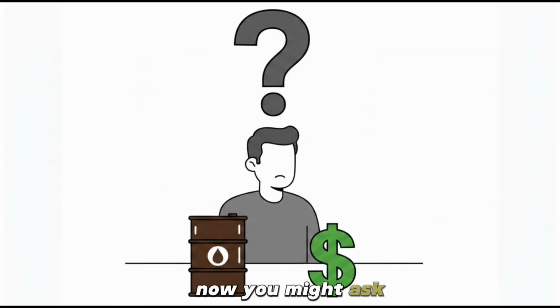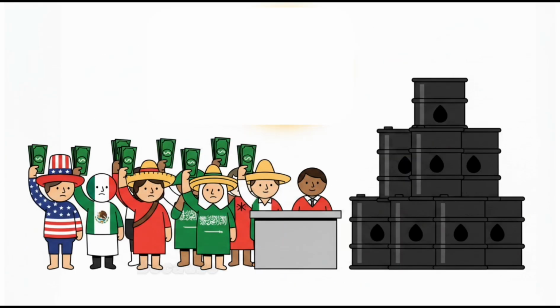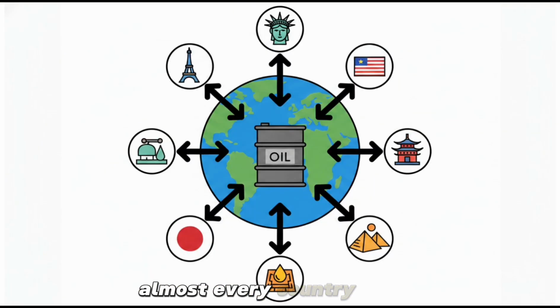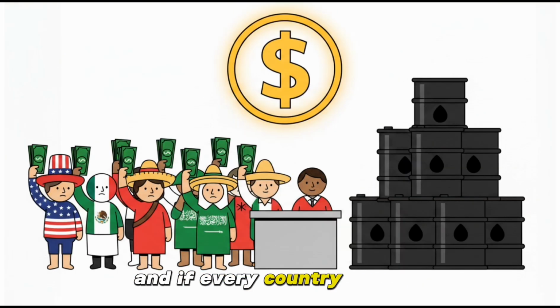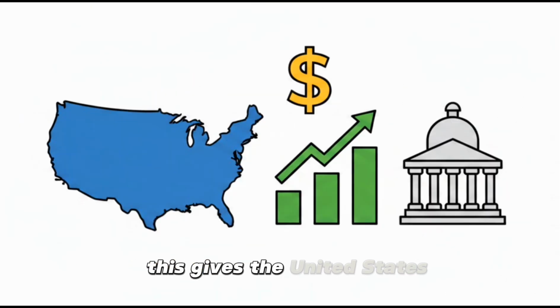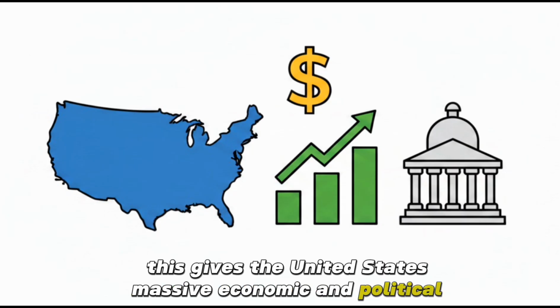Now, you might ask, why does this matter? Well, because oil is one of the most important resources in the world. Almost every country needs it. And if every country needs US dollars to buy oil, then the US dollar becomes the most important currency in the world. This gives the United States massive economic and political power.